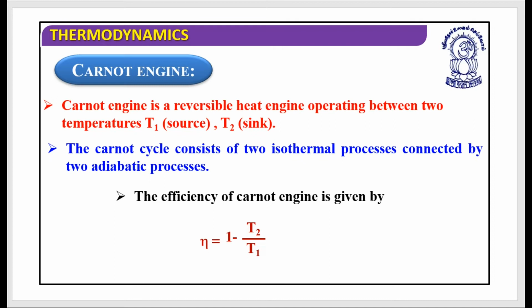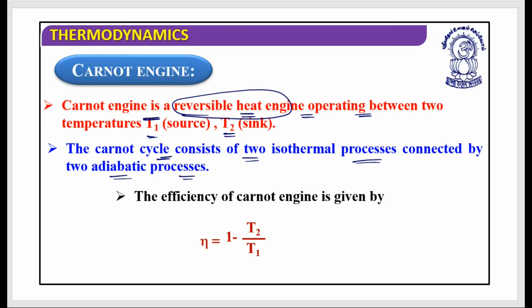We can say a Carnot engine is a reversible heat engine that operates between two temperatures. One is the source, another is the sink, T1 and T2. The Carnot cycle consists of two isothermal processes connected by two adiabatic processes. So one cycle has one isothermal expansion, one isothermal compression, one adiabatic expansion, and one adiabatic compression. And one more thing, it's a reversible heat engine.